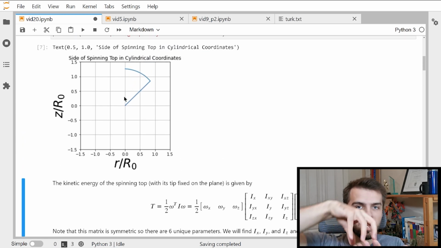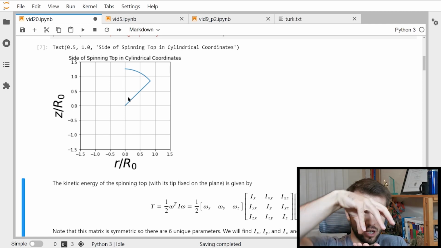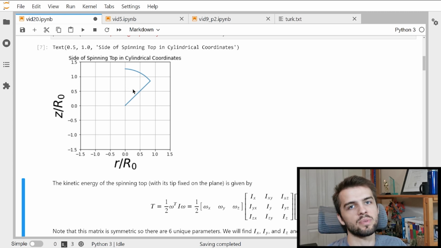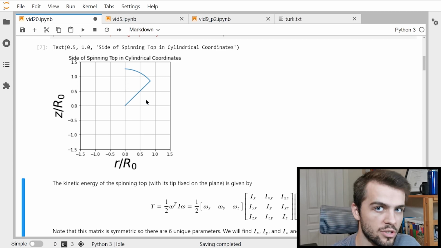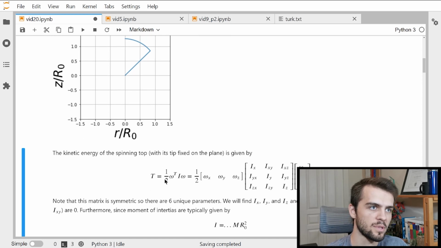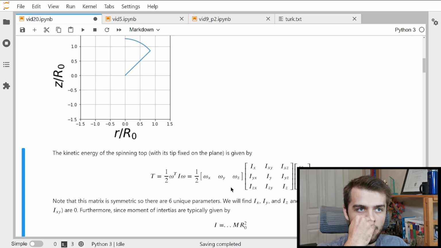The potential energy is easy. It's just whatever the center of mass is times the angle that the spinning top is rotated. So if it's sort of leaning down by an angle theta, the center of mass lowers. So potential energy is really easy for setting up the Lagrangian. But the kinetic energy is more tough. And the kinetic energy of the spinning top is 1/2 omega transpose I omega. So I is a matrix here, and I expand it like this. And so finding omega, I'll do that in the next video.